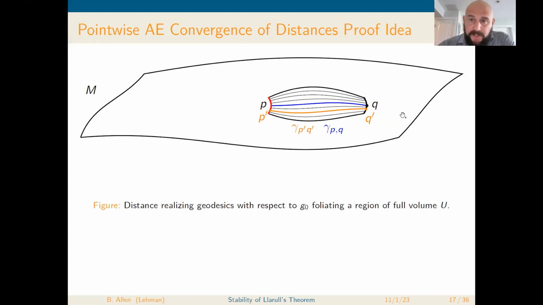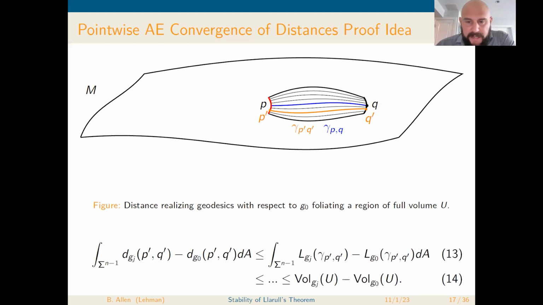So first of all, p and q are not going to be cut points of each other. And so you can pick a blue length minimizing geodesic between them, and then you're going to pick some hypersurface in red that bends enough so that when you look at foliating this region by geodesics, the foliation remains non-trivial. Like the geodesics don't bump into each other. And you can do that, and you control all that because you know G0 is smooth. It's just like a smooth background Riemannian manifold. So you foliate a region of full volume with distance realizing geodesics with respect to G0.